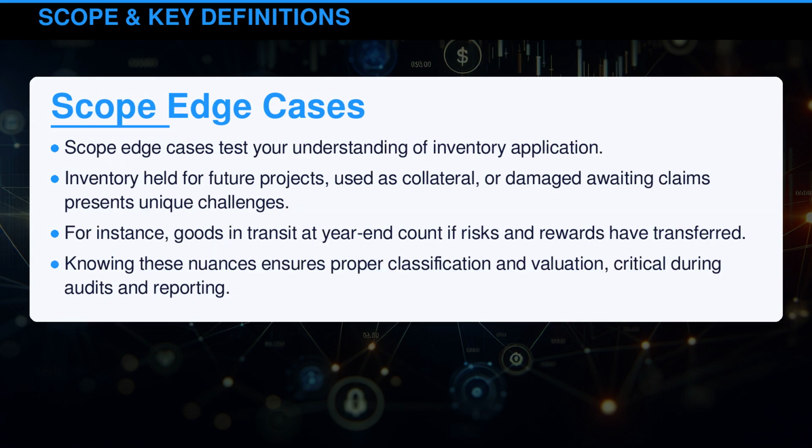Scope edge cases test your understanding of inventory application. Inventory held for future projects, used as collateral, or damaged awaiting claims presents unique challenges. For instance, goods in transit at year-end count if risks and rewards have transferred. Knowing these nuances ensures proper classification and valuation, critical during audits and reporting.